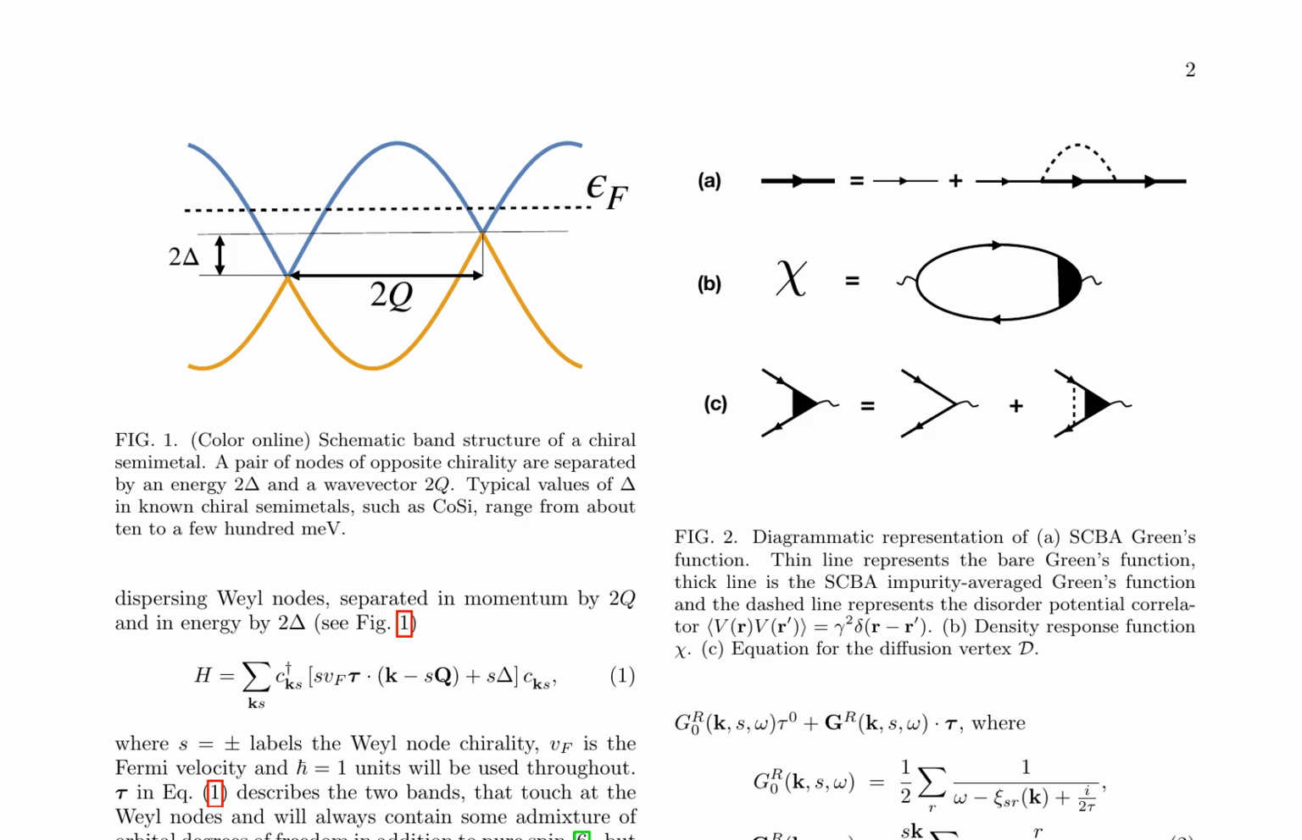The research paper delves into the transport phenomena in chiral semimetals, materials characterized by a unique band structure featuring pairs of Weyl nodes separated in momentum and energy. The authors employ a Hamiltonian model that includes impurity scattering to describe the system's behavior. This model introduces two bands that touch at Weyl nodes, separated by an energy gap of 2Δ and a wave vector of 2q.